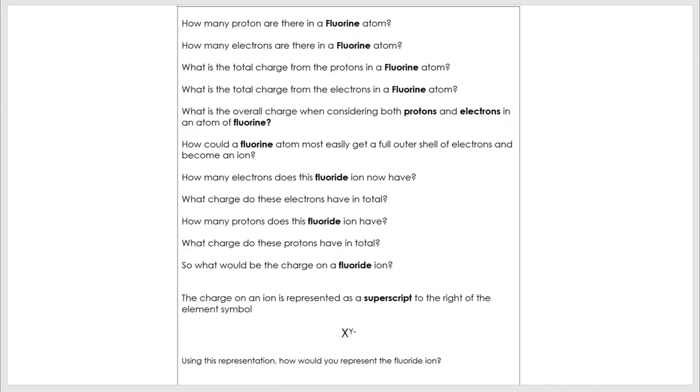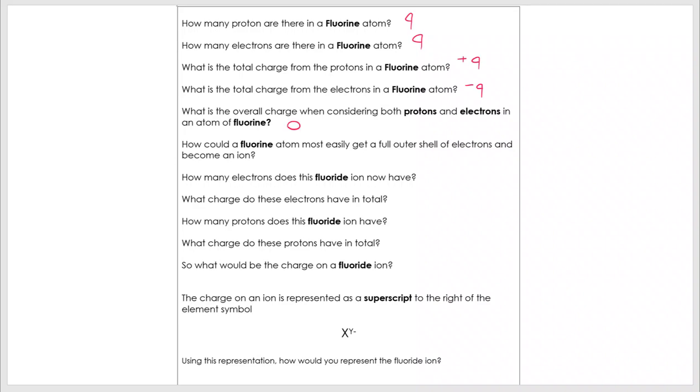Here's another example for you to try. For fluorine, the atomic number is 9, so there are 9 protons. Because there are 9 protons, there are 9 electrons. 9 protons has a charge of +9, 9 electrons has a charge of -9. So the overall charge with 9 of each will be 0.